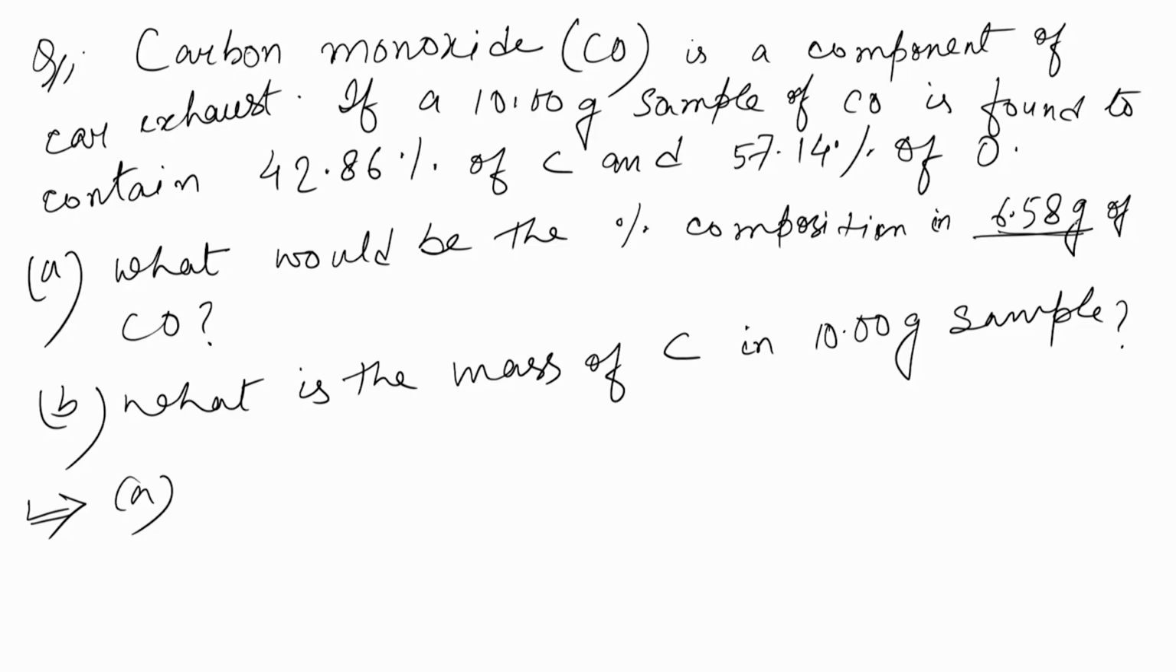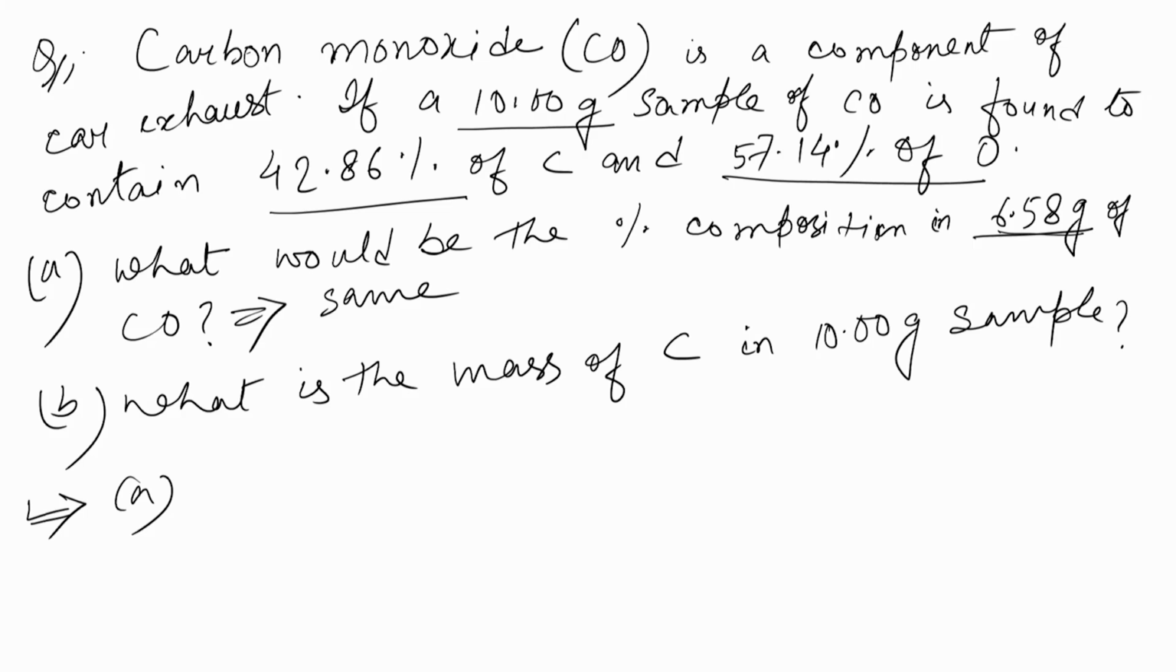So, the result of the first question, what would be the percentage composition in 6.58 grams of carbon monoxide, is a trick question. The answer is the percentage of carbon and percentage of oxygen will remain the same, that is 42.86% of carbon and 57.14% of oxygen. So, even if the sample is 10 grams, this will be the percentage. Even if we are taking 6.58 grams, the percentage will be the same.